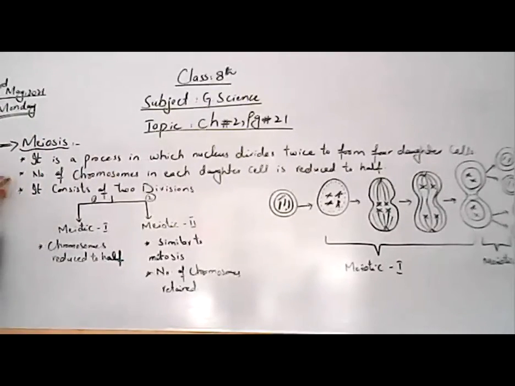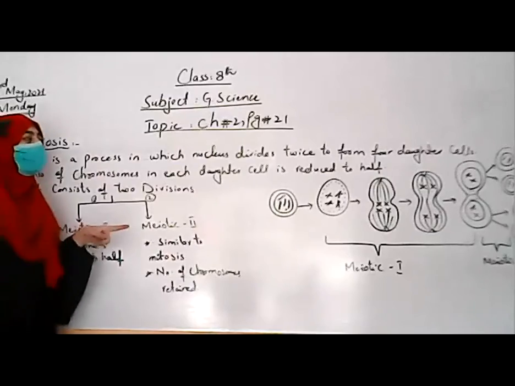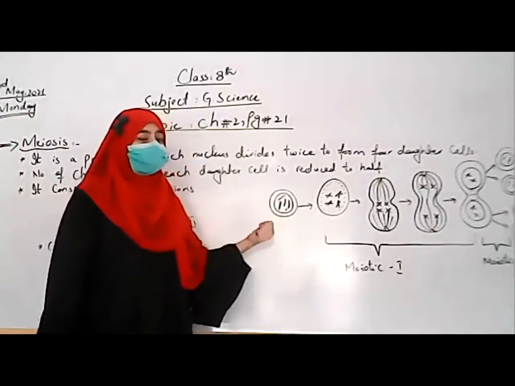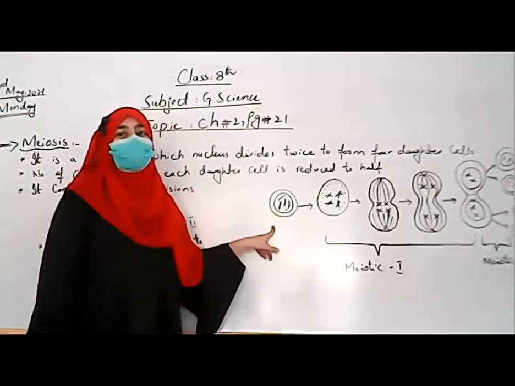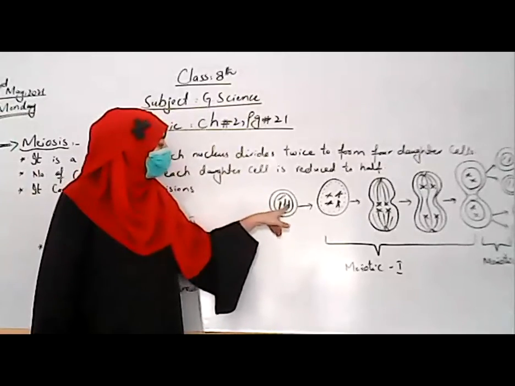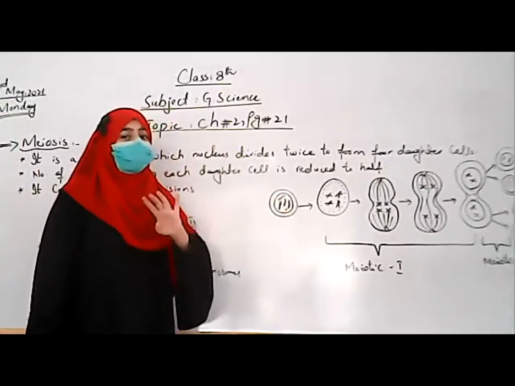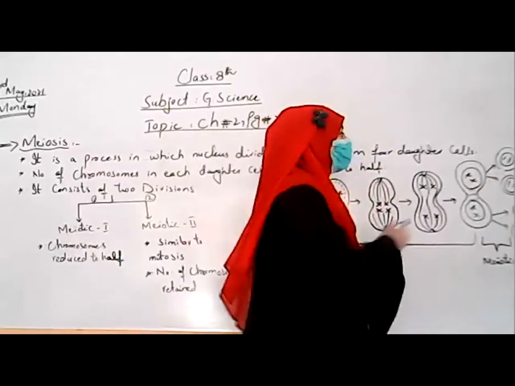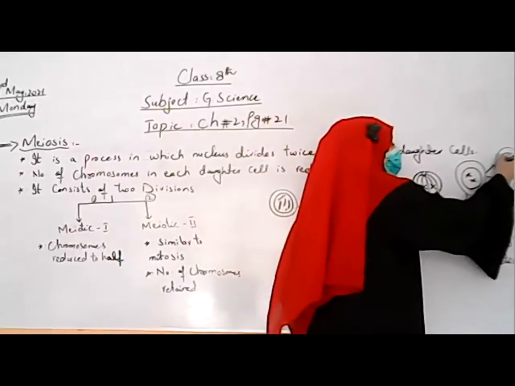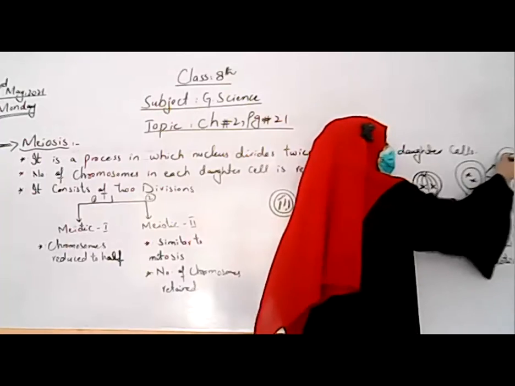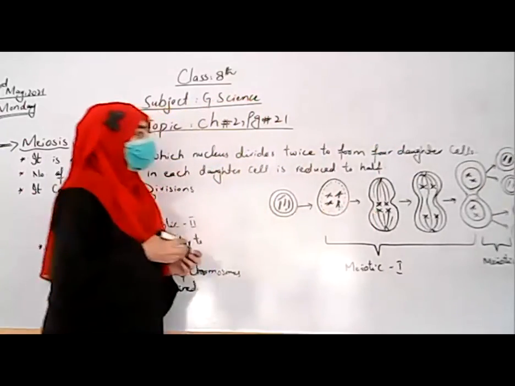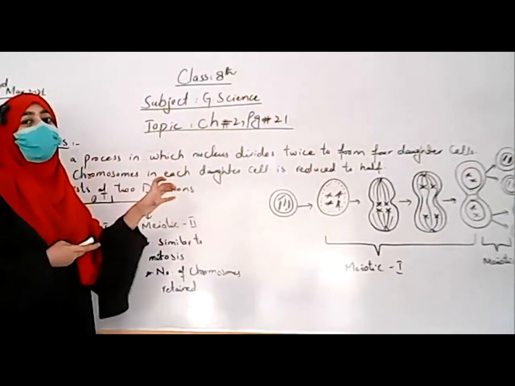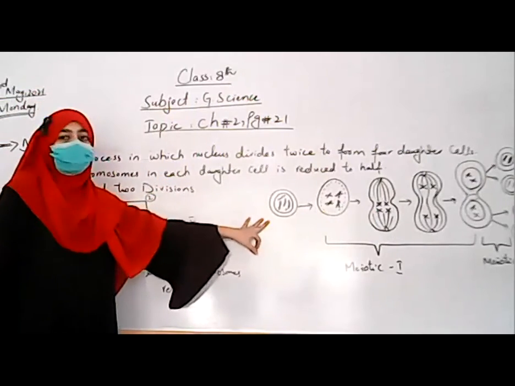The number of chromosomes in each daughter cell is reduced to half. You can see here, this parent cell consists of 1, 2, 3, 4 chromatids. But here you can see this daughter cell has only 2 chromatids. So the daughter cell has half the number of chromosomes as compared to the parent cell.